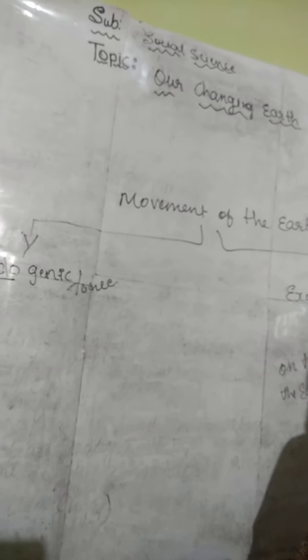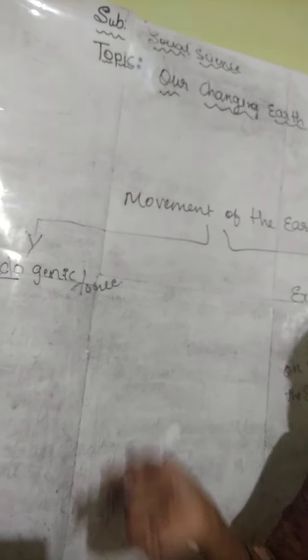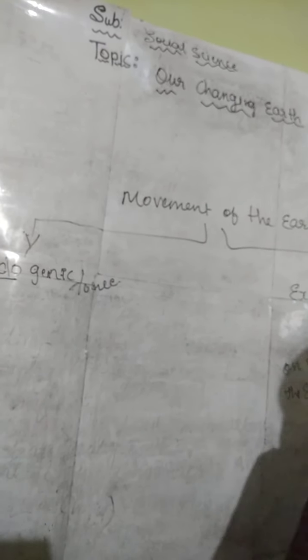So here students, sometimes the endogenic forces produce sudden movements, and sometimes they produce slow movements. For example, volcanoes and earthquakes. So how are they produced?